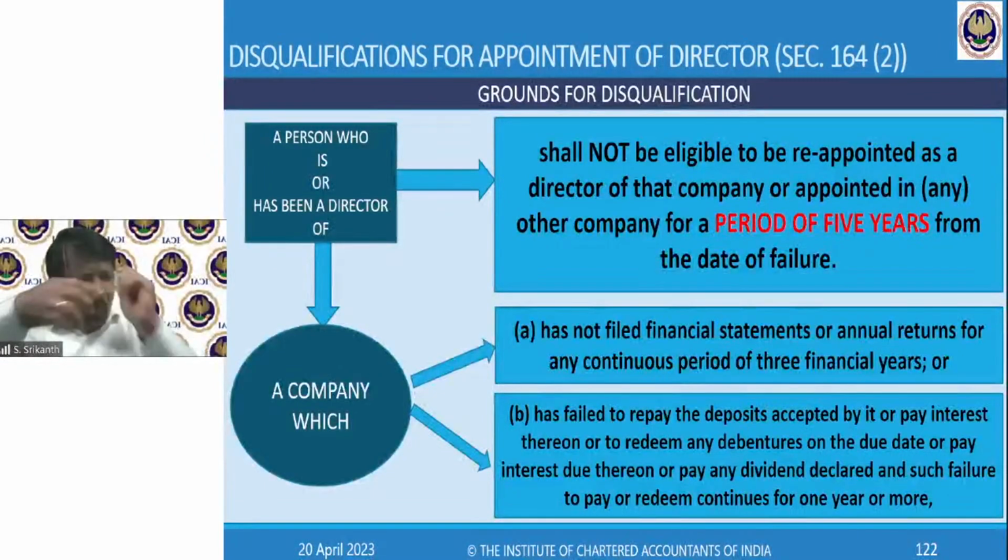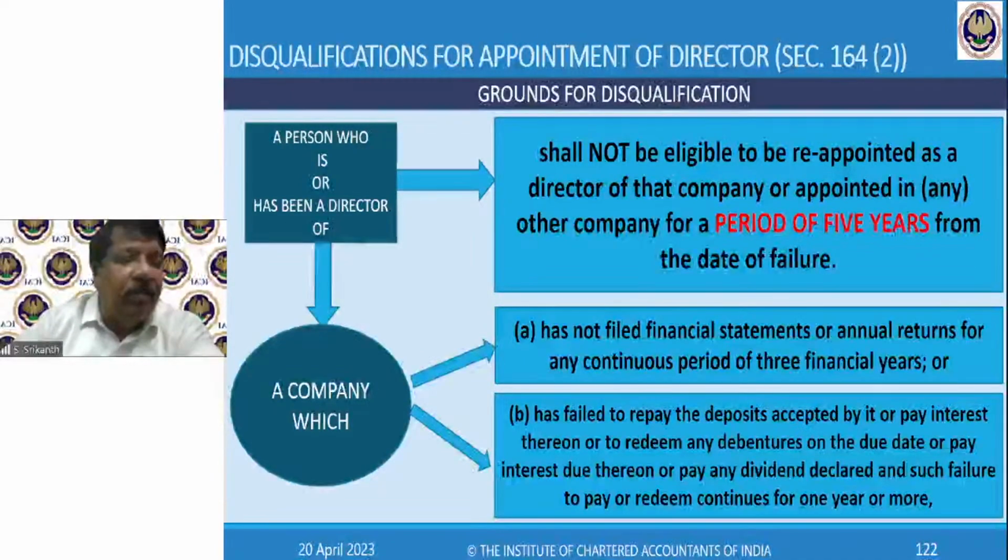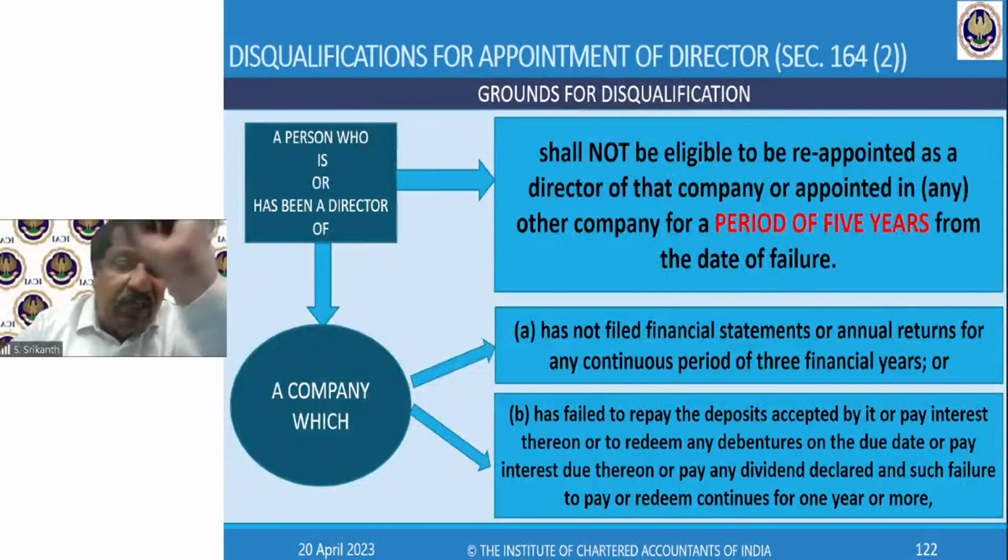So you are going to appoint Mr. A as a director of your company. At the time of appointment, you have to ask him, are you a director of any other company? Yes, I am a director of one more company. Has that company filed financial statements or annual returns for a continuous period of 3 financial years? Yes, all up to date.